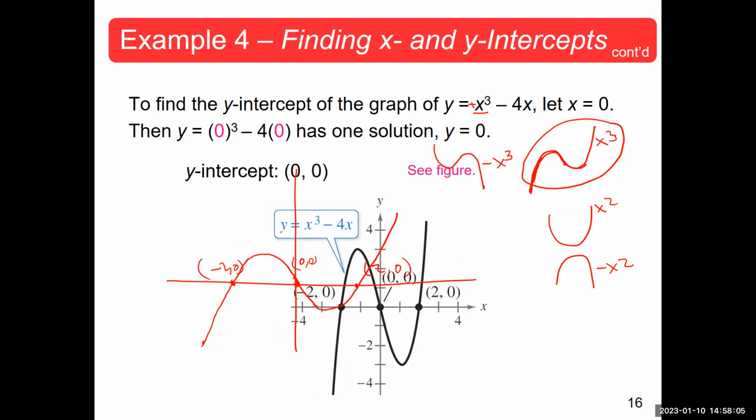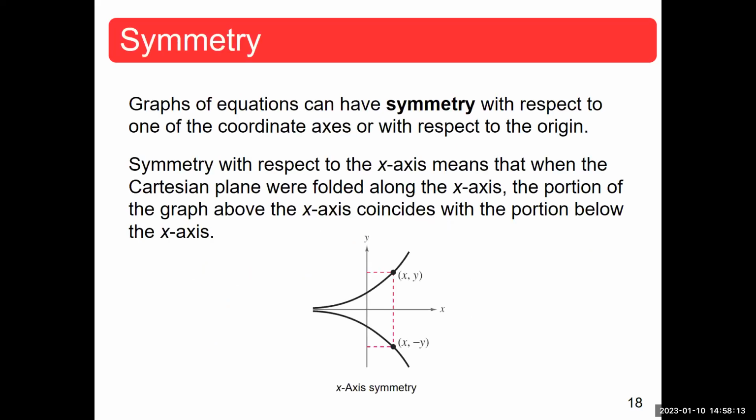Okay, they are showing us a drawing in the book. Same thing we did, but in different scale. Symmetry. Symmetry, when we have a shape either symmetric about x or symmetric about y.